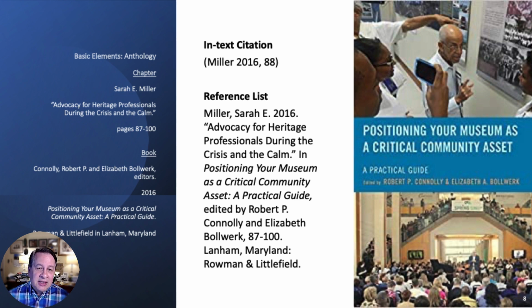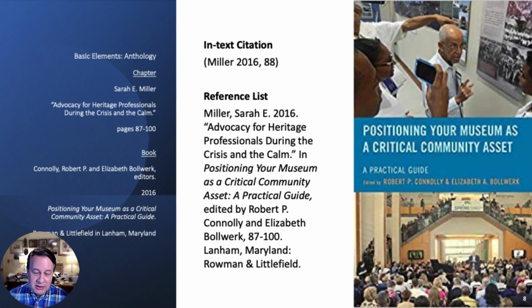The in-text citation is still pretty simple. The author's name, that is the author of the chapter, not the book. Sometimes they're the same, but in this case, they're different people. Miller, 2016, comma, page 88, close paren. Pretty simple. The reference list is much more complicated.